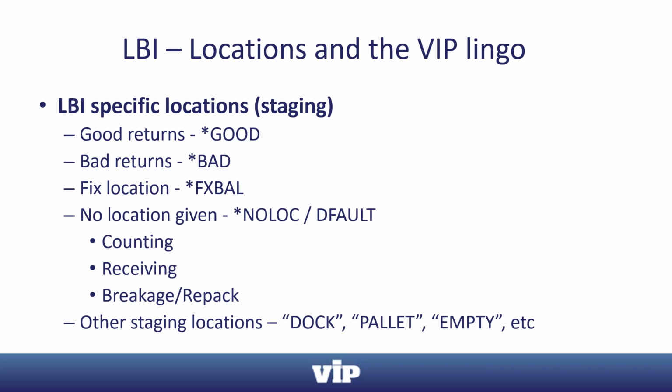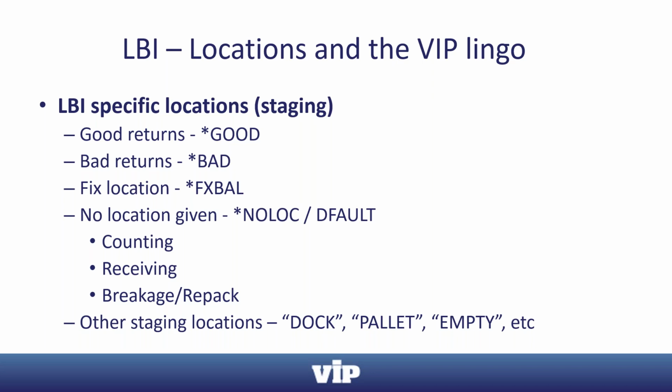And for those of you going to get used to LBI, these are some of the things you're going to start seeing. So what I have in here are the VIP best practices for naming the locations. This is what the knowledge base would call them. Some of you might have different names. So the star good location might be called returns in your warehouse. The reason I'm recommending these is because when you call into customer service and you say, hey, my star good location, they're going to know right away what you're talking about.